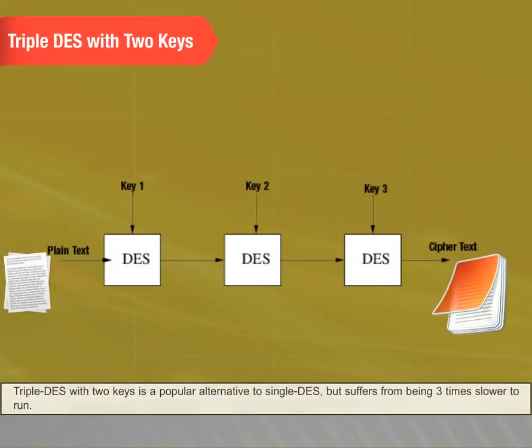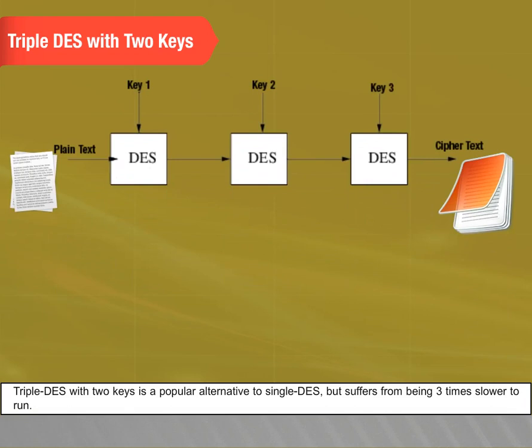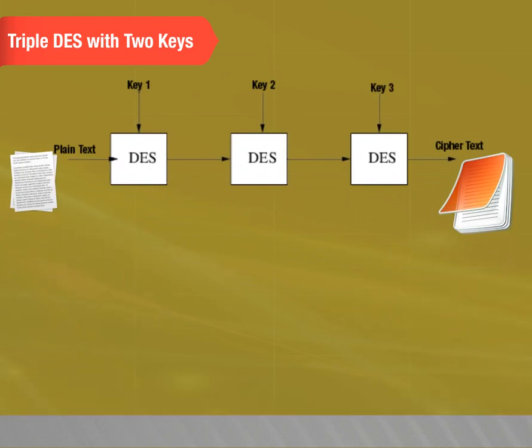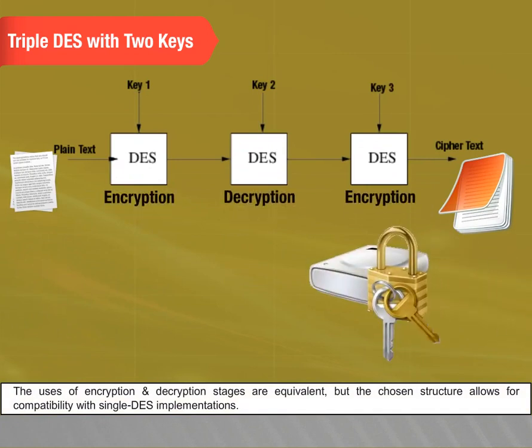Triple DES with 2 keys. Triple DES with 2 keys is a popular alternative to single DES, but suffers from being 3 times slower to run. The uses of encryption and decryption stages are equivalent, but the chosen structure allows for compatibility with single DES implementations.